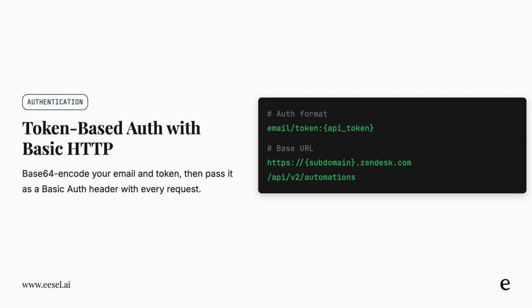Authentication uses basic HTTP with a simple format: your email/token, followed by a colon and your API key. Base64 encode that string, and pass it as a header with every request to the automations endpoint.